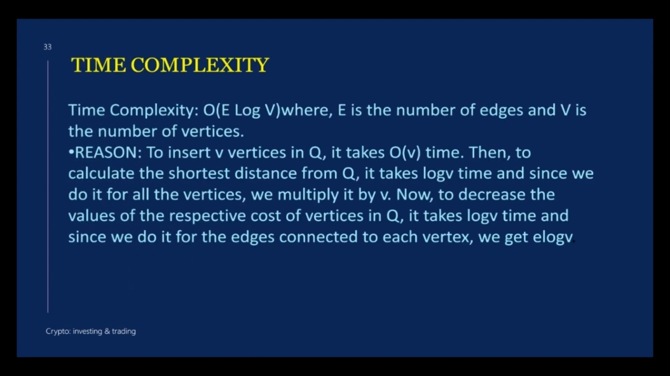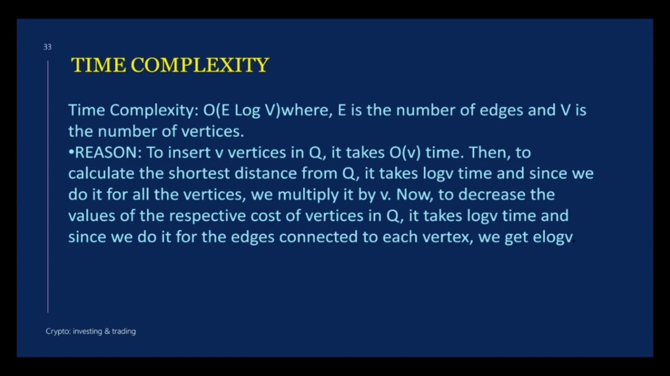Next up, we have the time complexity. Now, the time complexity is big O of E log V. Why? The reason is that we have to insert V vertices in the set Q. So it takes big O of V time. Next, we have to calculate the shortest distance, which node has the shortest path in Q, which takes log of V time. And since we have to do it for each vertex, we multiply it by V.